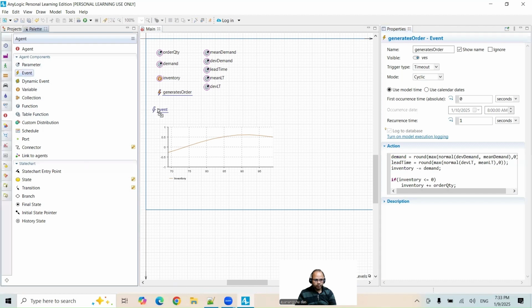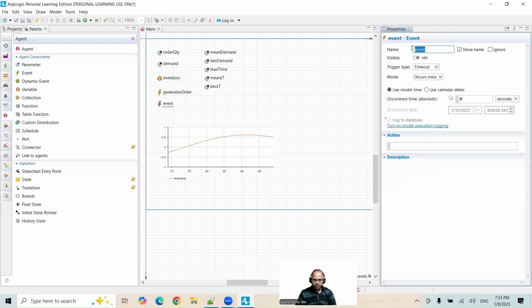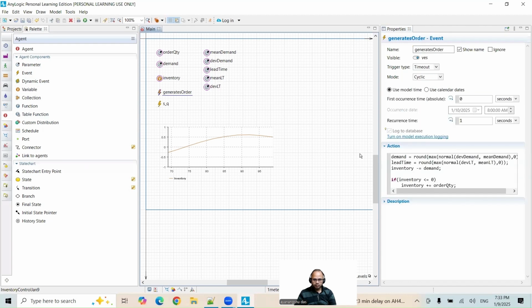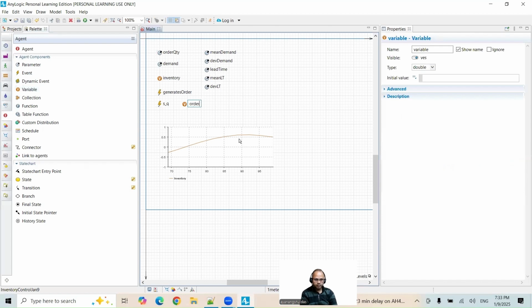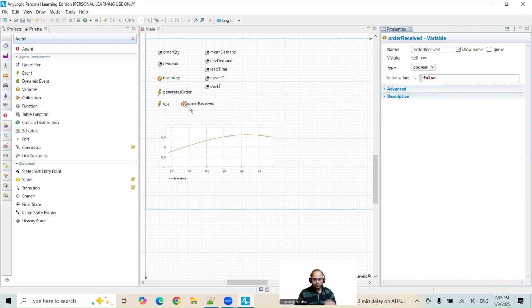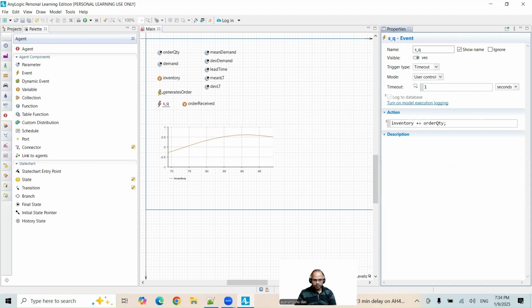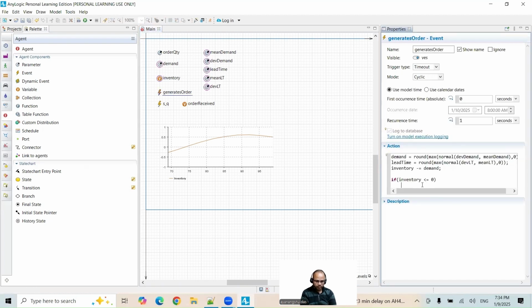To implement that, we will create another event, and suppose we say that this is an SQ policy, which will be invoked once the order is received after the lead time. For that to happen, we have to have a variable called order received, which will be a Boolean variable denoting that the order after the lead time is received at the receiver end. It will default to no order having been received. This replenishment activity we will do in this event, and we will invoke that event after the lead time.